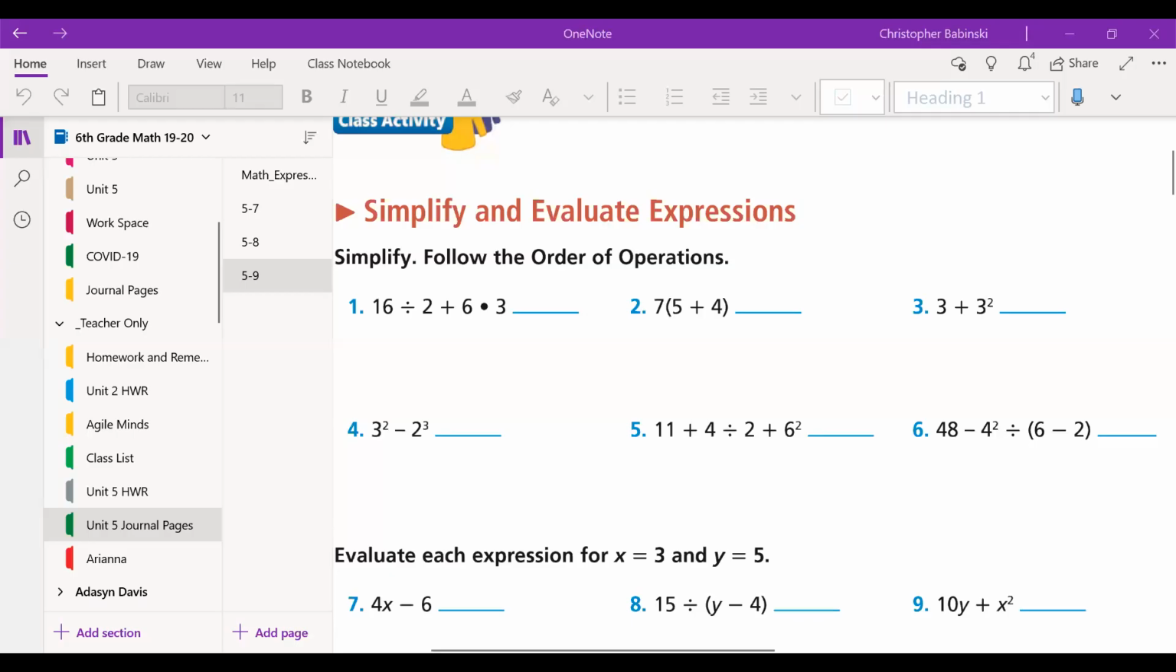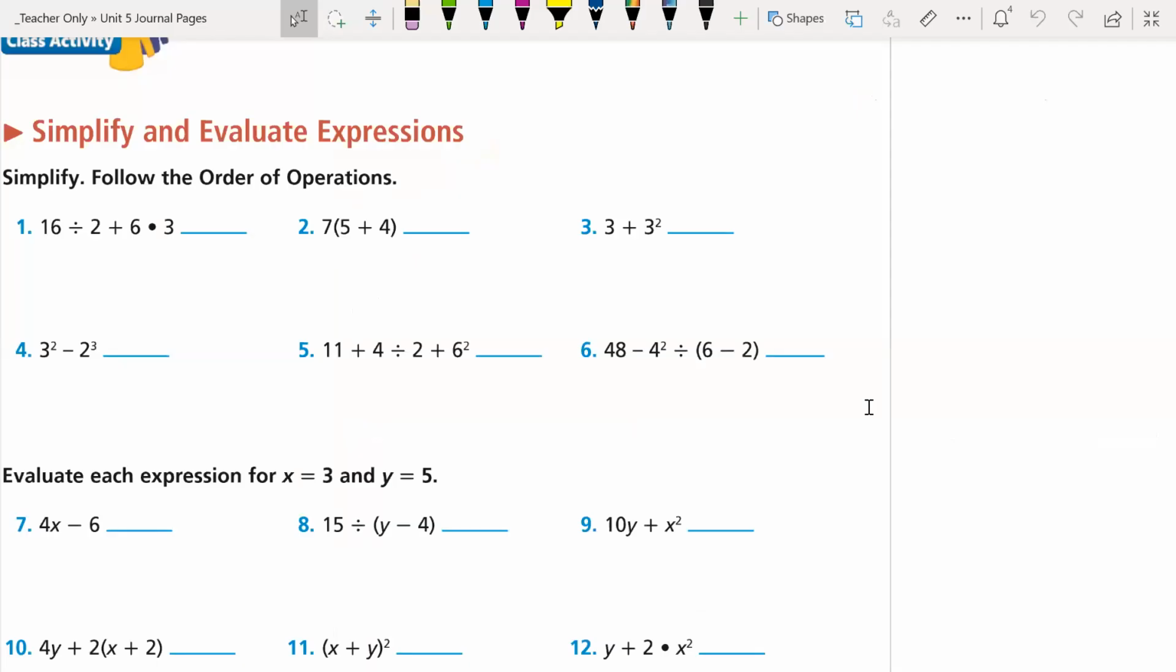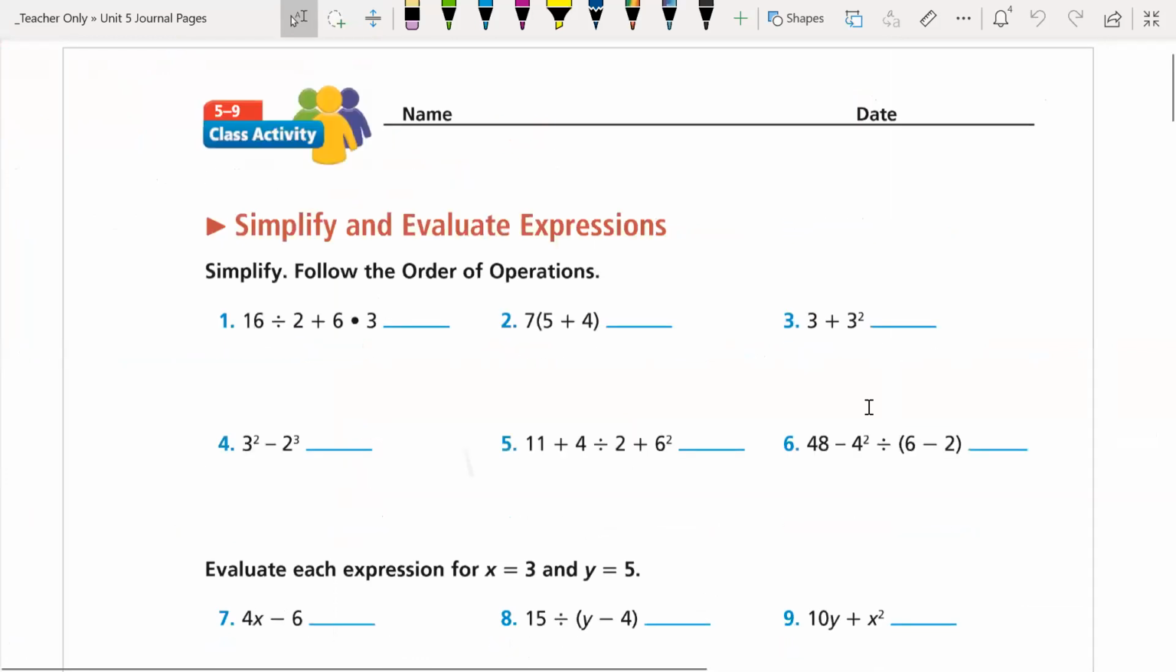So I'm going to go through 5-9 with you. I really think that you guys are really good at 5-9, actually, because it's a lot of operations and ordering pairs and that kind of stuff. So PEMDAS, you guys remember PEMDAS pretty well.